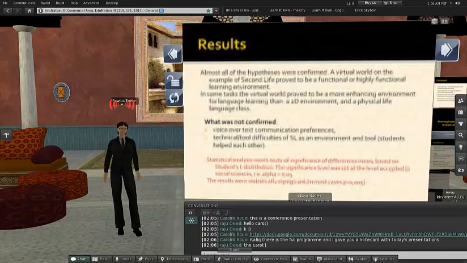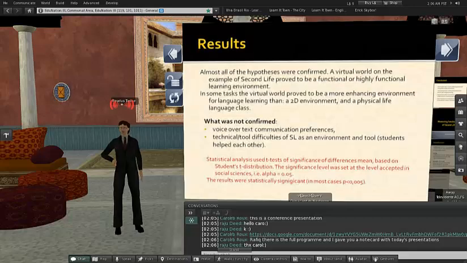Okay, so now the results. Almost all of the hypotheses were confirmed. So the virtual world of Second Life proved to be a functional or highly functional learning environment. In some tasks, the virtual world proved to be a more enhancing environment for language learning than a 2D environment in the physical life. That's interesting, really.